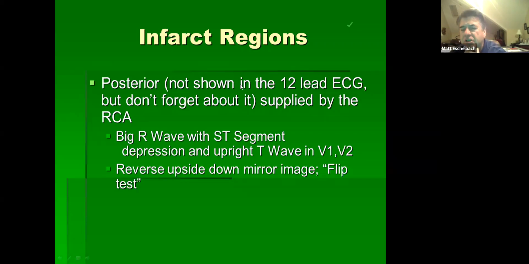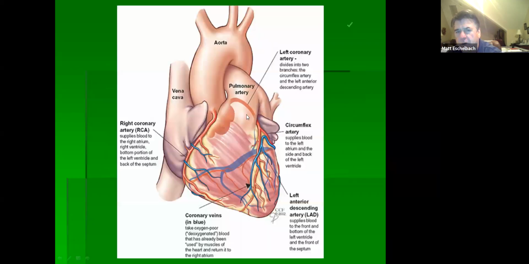Posterior is not shown in this picture, but in the 12 lead, we'll talk about that further down the line, and that's supplied by the right coronary artery. And here's our right coronary artery, which is going to be the posterior aspect of the heart.